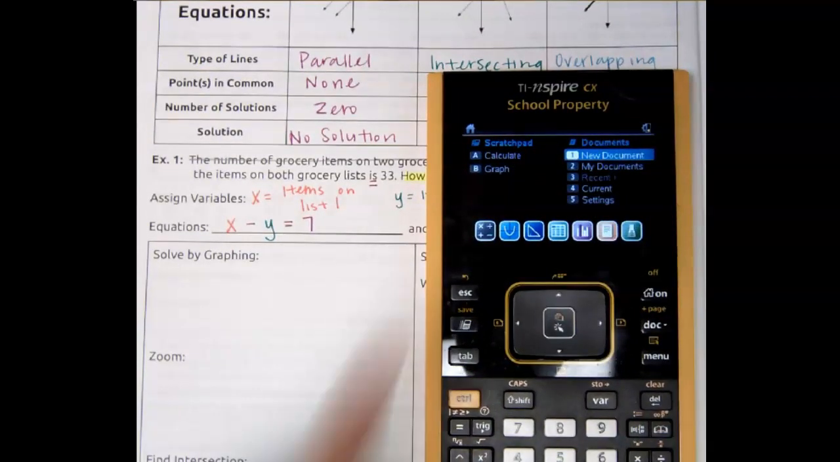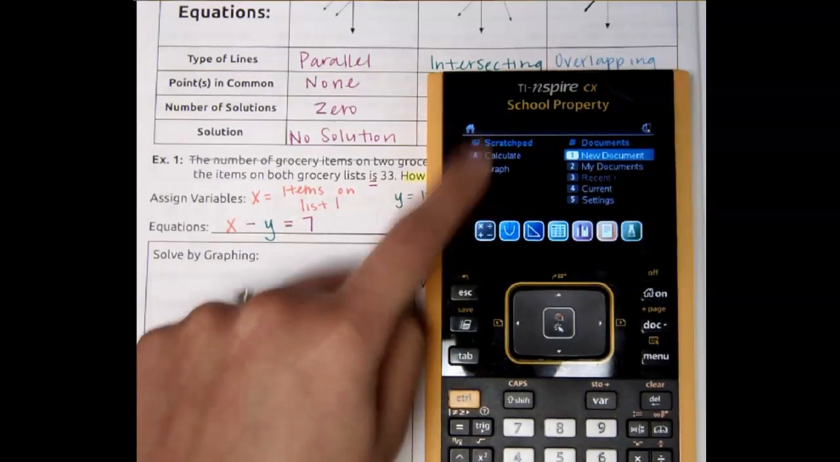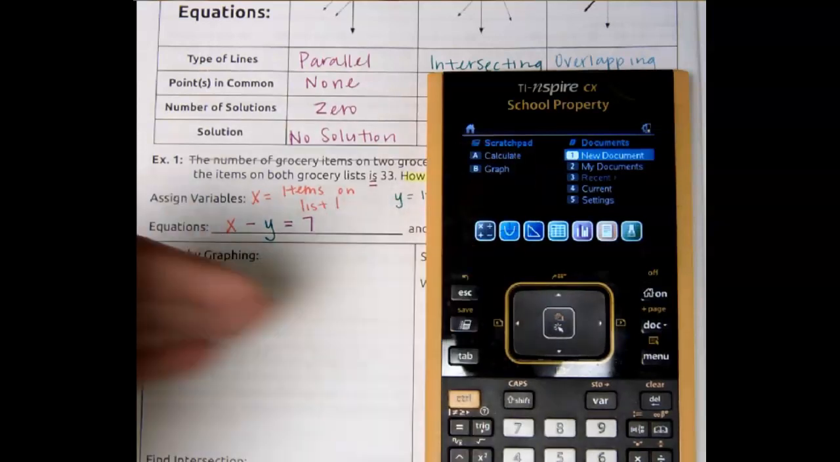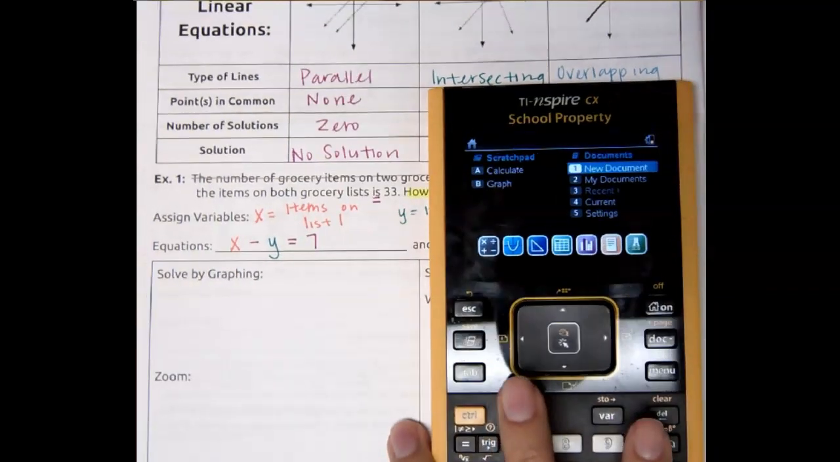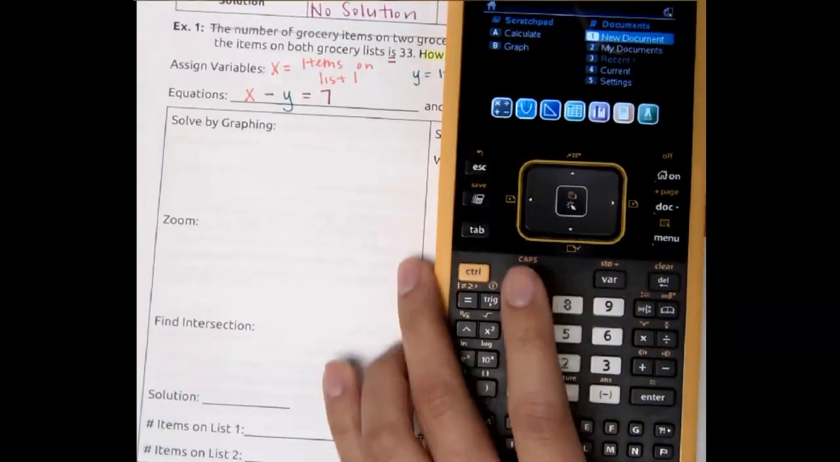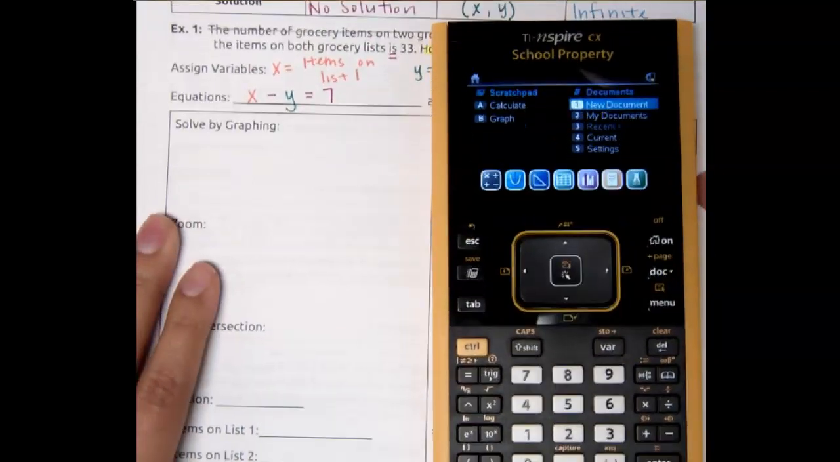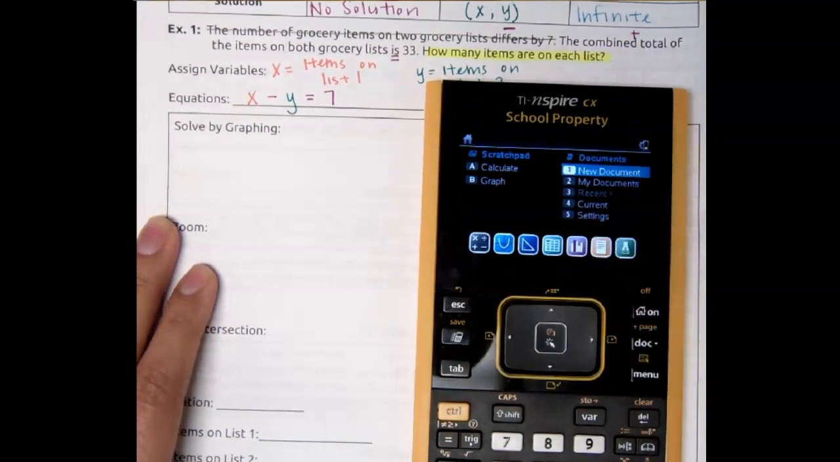All right, first of all, do not use the scratch pad. If your teacher hasn't already told you, I tell my kids all the time, do not use the scratch pad. So we're going to do this first, and then we're going to go back and write the steps because it's going to seem like a lot of steps, but the more you do this, the easier it'll get, and you'll remember the steps more. So we're going to do it together first, and then we'll go back and write the steps. So the first thing we're going to do is go home and open a new document.